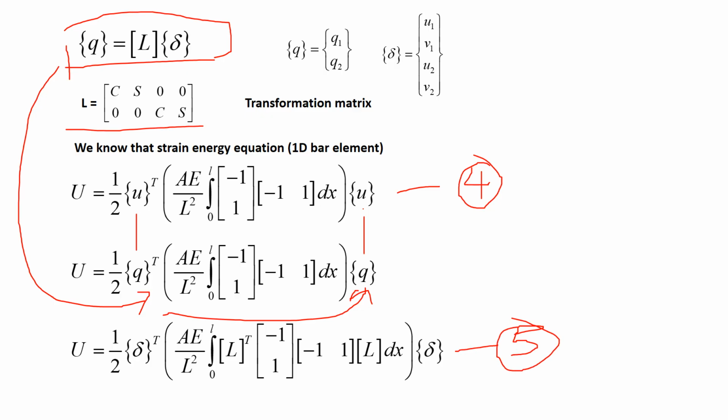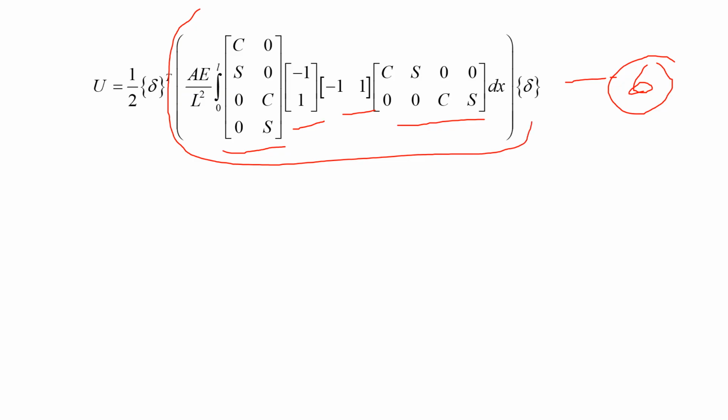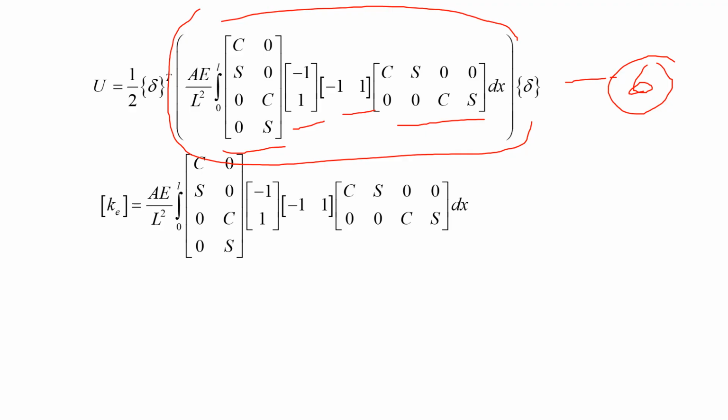After substituting, we can simplify and multiply these equations, and also we can substitute this L matrix here, C S 0 0, 0 0 C S. So this is the final equation. After substituting, we will get this equation 6. This is the transformation matrix. This is the B matrix of one dimensional bar elements. So this total term is called the element stiffness matrix of this truss member.